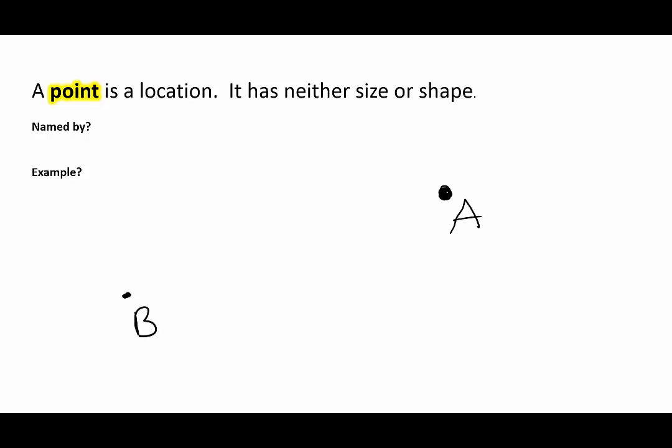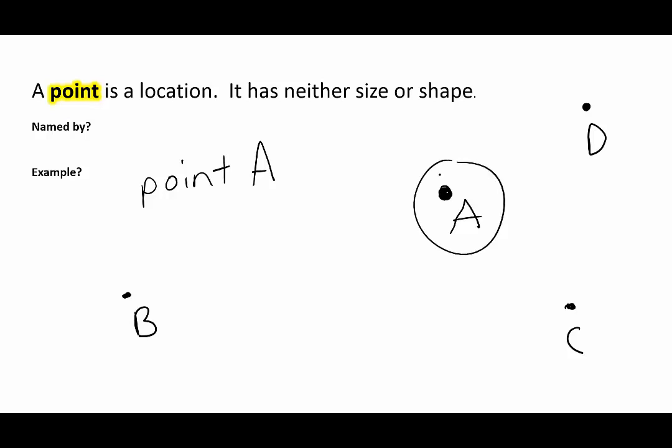Okay, so I can continue to draw points, as many points as I want on here. Right now I've got 4 points, A, B, C, and D. When you go to name a point, basically you just write the word point A, and we all know that this is the point right here that refers to. Or I can write point B, point C, point D, but that's how we would write it out.